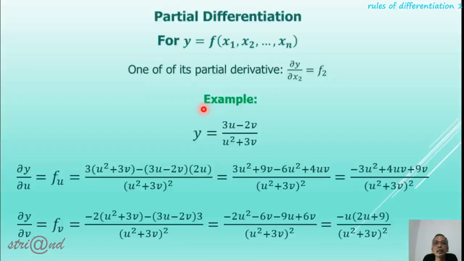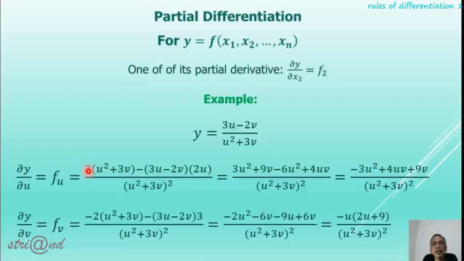Now let's see the partial derivatives of this example. Y equals 3u minus 2v divided by u squared plus 3v. The derivative of y with respect to u is a partial derivative, as well as the derivative of y with respect to v. Because we have a quotient here, we can apply the quotient rule.